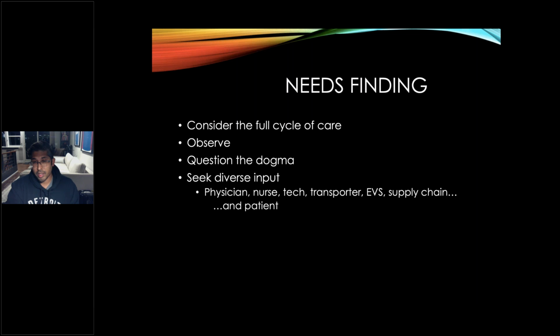Think about the environmental services person who's having to sanitize the room after or before the procedure. Think about the supply chain staff and how they're able to make sure the equipment is provided. And of course, never forget the patient themselves.